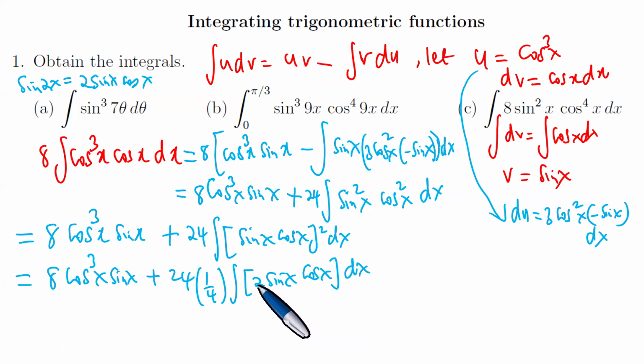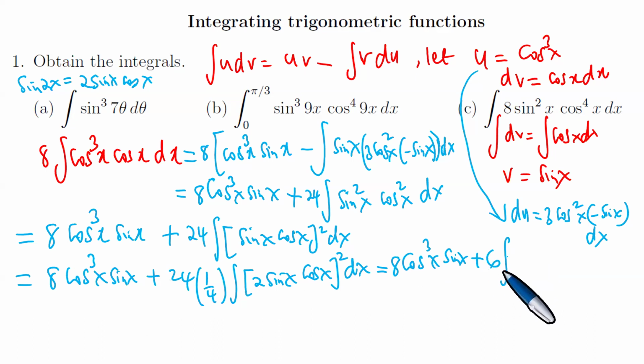Okay, now look, with the square here. If you square the 2, it becomes a 4, and the 4 and the 4 cancel out. So then we're able to achieve this one. You can write it as it is. The 8 cosine cubed x sine x. The 24 divided by 4 becomes exactly a 6. Then we have the integral of.